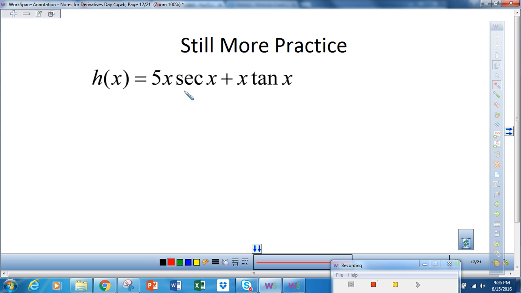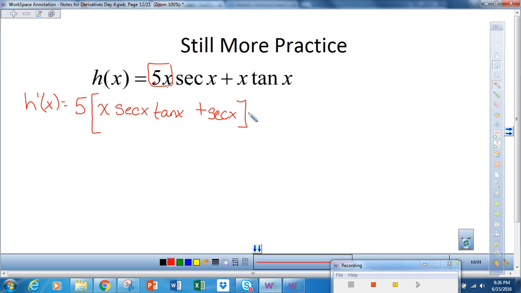Again, we have to use the product rule, and we have to use the product rule twice. Now, what I want you to notice is that you do not have to use the product rule on 5 because it's a constant. So we're going to treat it like a constant. We can do it one of two ways. We can just take 5 out. And so we keep x the same. The derivative of secant x is secant x tan x, plus we keep secant x the same and take the derivative of x, which is 1. So then this would just be secant x. And remember, all of that's multiplied by 5.